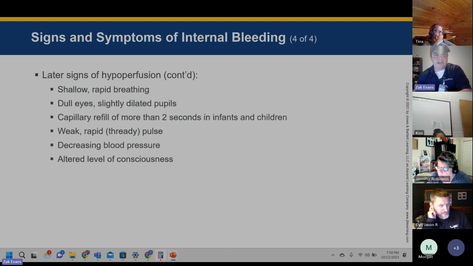And the later signs of hypoperfusion: shallow and rapid breathing, dull eyes, slightly dilated pupils, capillary refill that is more than 2 seconds in infants and children, and a weak, thready pulse. Again, decreasing blood pressure and altered level of consciousness.